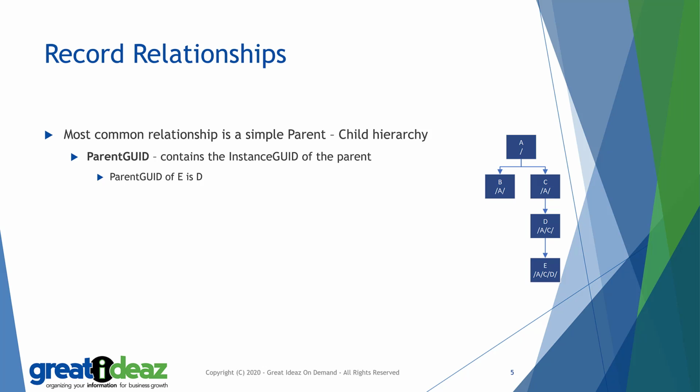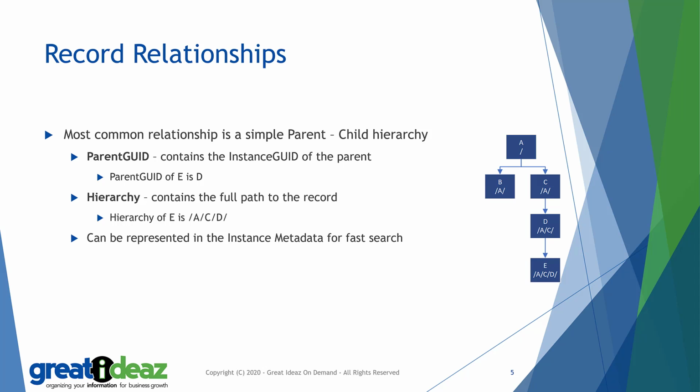If you remember from our previous slide, we maintain 2 types of information relating to the parent-child relationship. The parent GUID is going to give us the direct parent, and the hierarchy field contains the full path to the record. So, for example, the hierarchy of E is A, then C, then D. The metadata for each instance contains both the parent GUID and hierarchy.